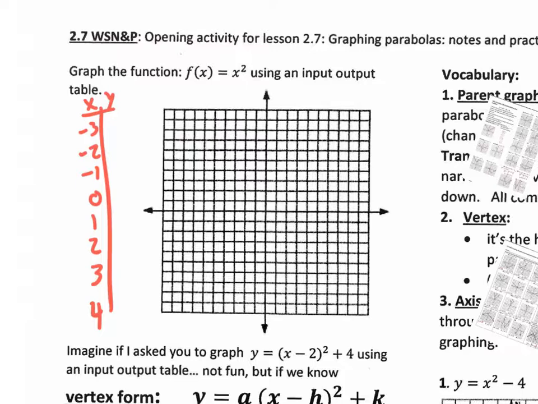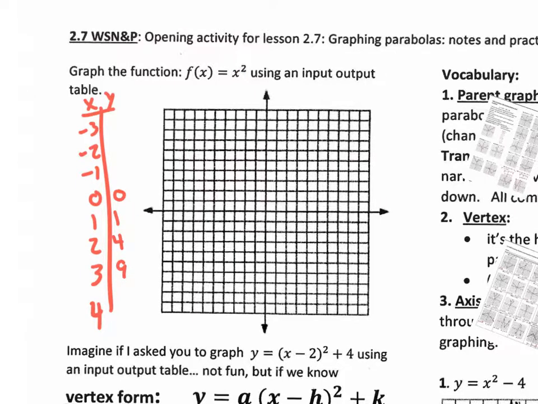And if I were to plug in 0 into the x, 0 squared is 0. If I were to plug in the 1 into the x, 1 squared is 1. If I were to plug in 2 into the x, 2 squared is 4. Is everybody with me? If I were to plug in 3 into the x, 3 squared is 9.